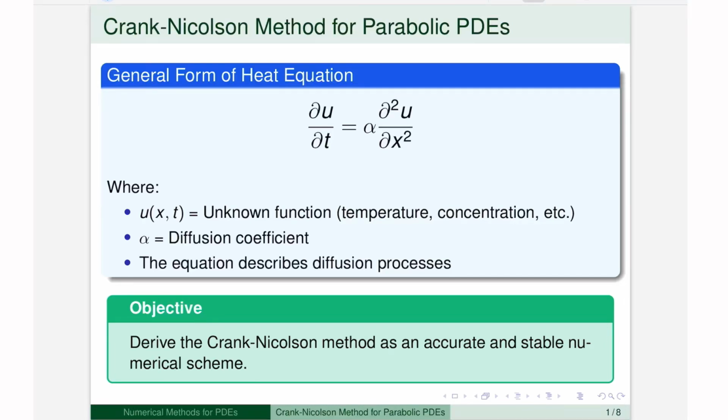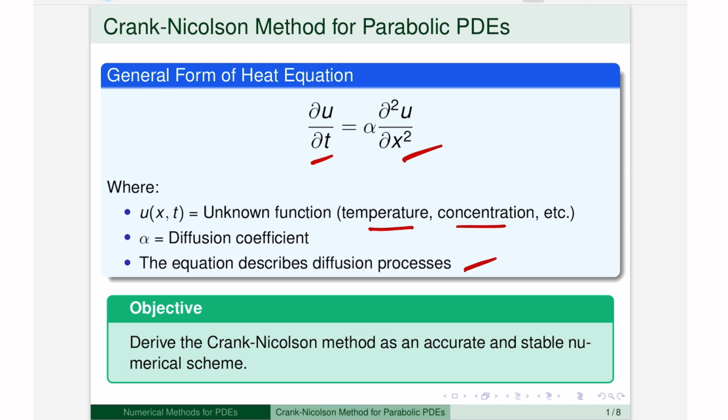Today I'll talk about the Crank-Nicolson method for parabolic PDE. Here is the general form of the heat equation: ∂u/∂t is equal to alpha ∂²u/∂x², where u(x,t) is the unknown function. It can be temperature, it can be concentration, etc. Alpha is the diffusion coefficient, and the equation describes the diffusion process.